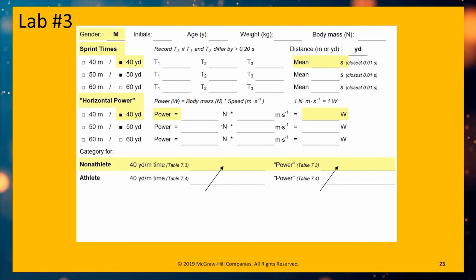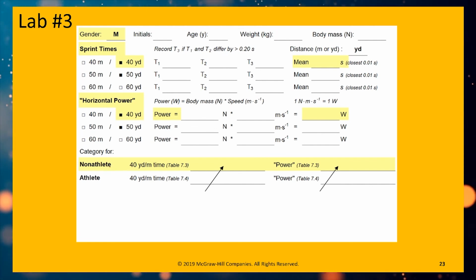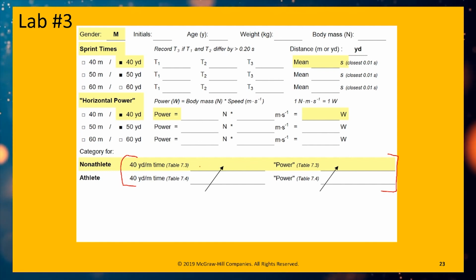And pretty much that is it for Lab 3. You can see it's just paying attention to the units. It's not really difficult to do this one. And then from there, you go down, and there's two different nomenclatures that we're basing things off of: the non-athlete versus the athlete in the 40-yard sprints. So go ahead and go down, and you can do this on your own. It's table 7.3, which is in your PowerPoint. And then you can just find the categories or the classifications and then report it that way.